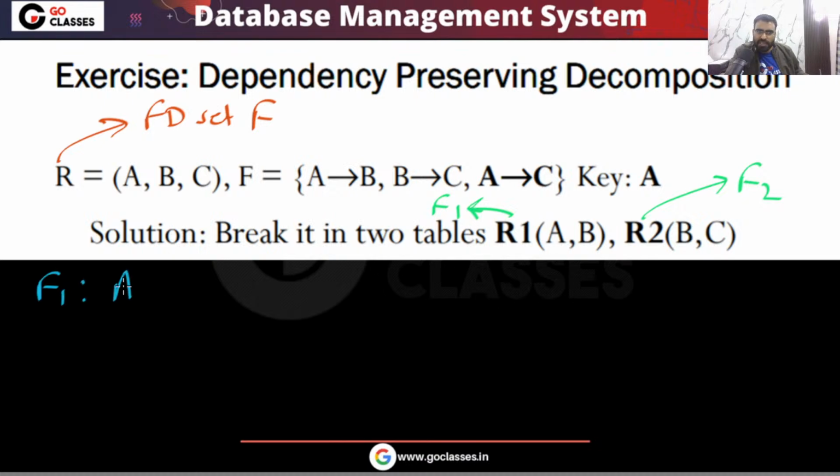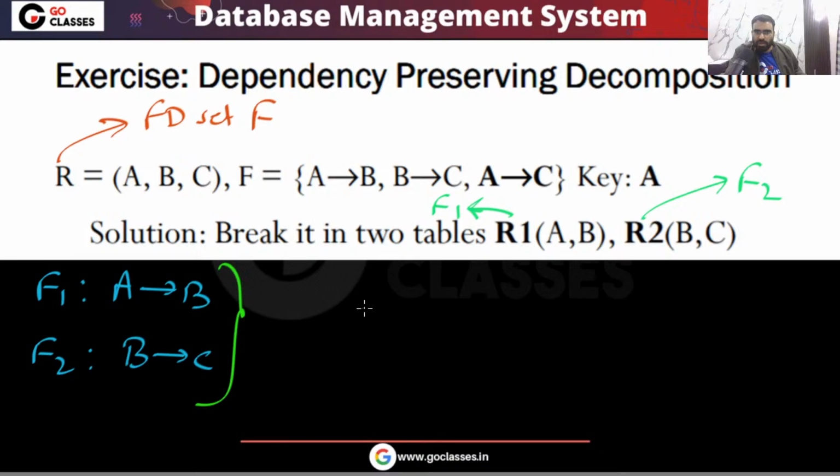Let's see, can A determine B? Yes, A determines B. Can B determine A? No, B does not determine A. So this is F1, the FDs that hold in the relation R1. Now let's see what is F2. Can B determine C? Yes, B determines C. Can C determine B? No, C cannot determine B. So these are the FDs that hold in R2.